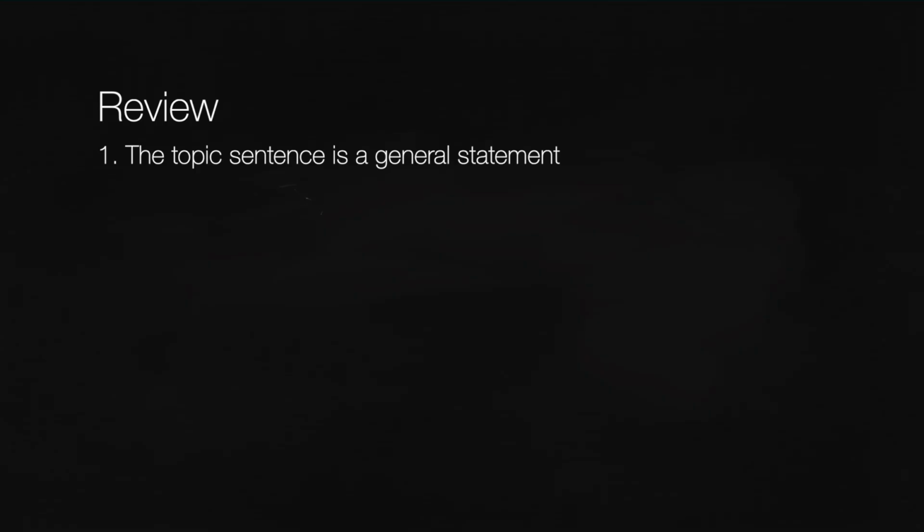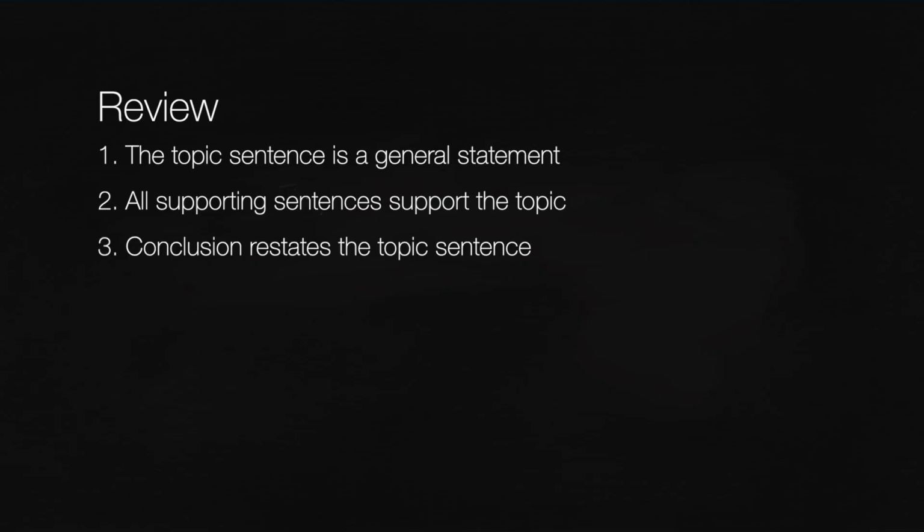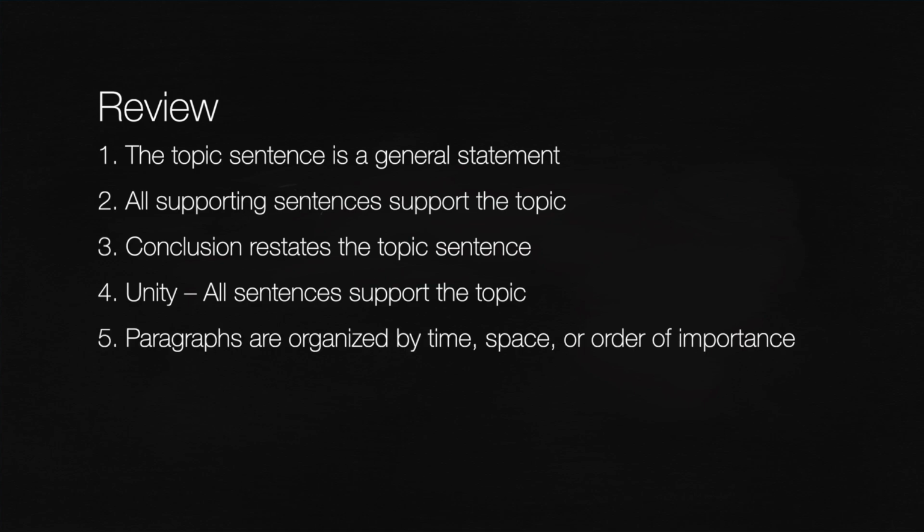Let's go ahead now and take a few moments and review what we have talked about. First, a paragraph has a topic sentence that's a general statement. It has supporting sentences that support the topic, and a conclusion that restates the topic sentence. A paragraph also has unity, when all the sentences support the topic. Also, paragraphs are organized by time, by space, or by order of importance.